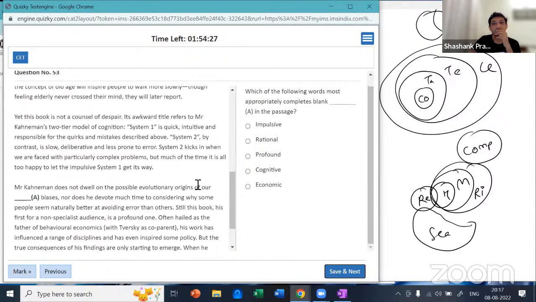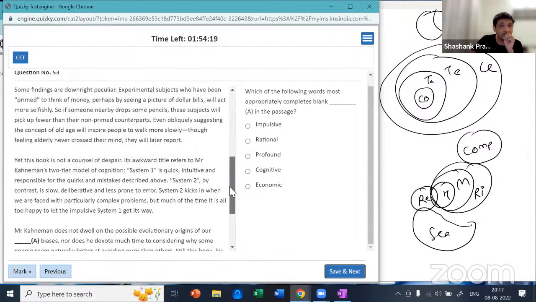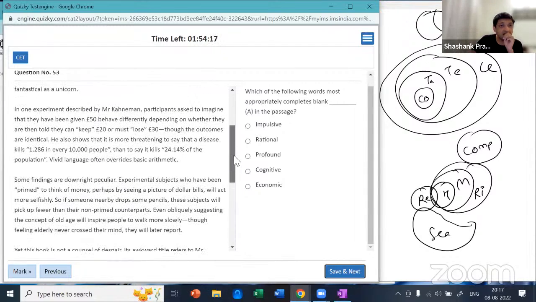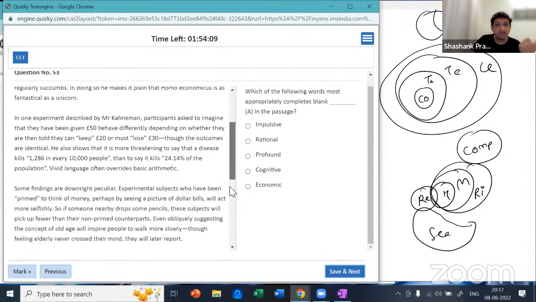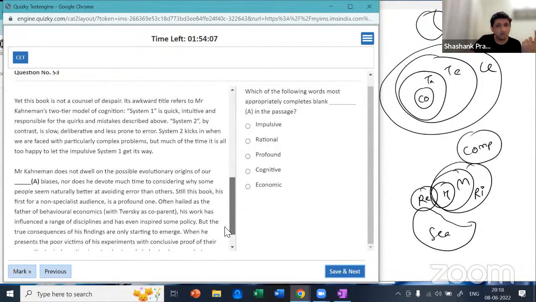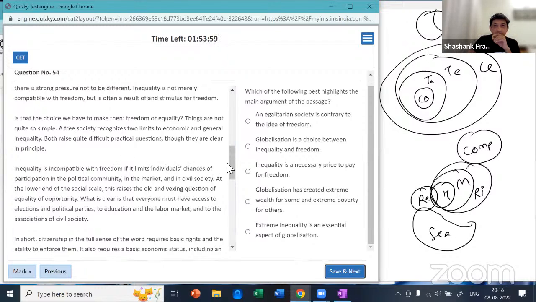Okay, let's go. Blank. Does not possibly evolutionary origins of our dash biases. Some bias you would have spoken about in the top. This one, some bias. First paragraph. Biases. Cognitive illusion. So it won't be impulsive biases. Rational biases, no. Profound biases might be cognitive. I think cognitive is more. So they're talking about the behavioral aspect. So cognitive, I think, is okay.